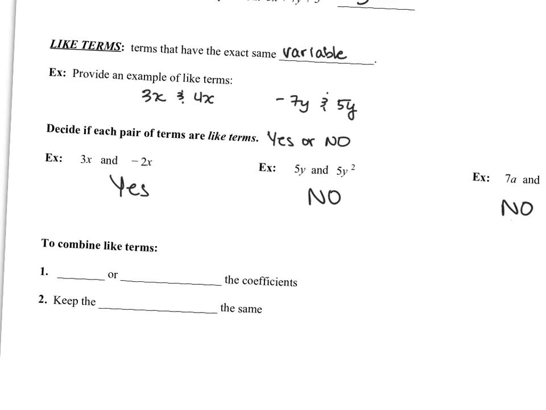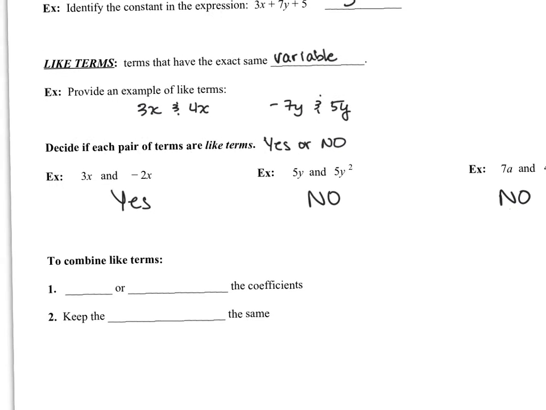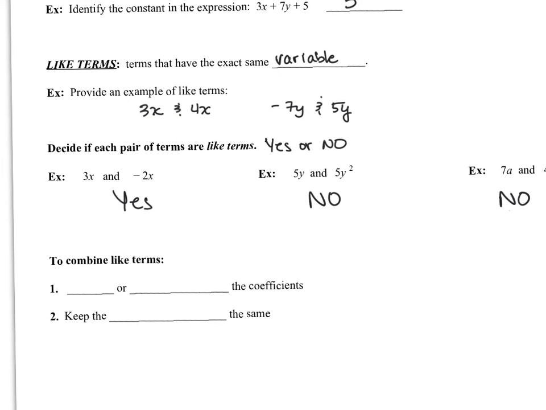So it's important to recognize like terms, because once you have a set of like terms, you're allowed to combine them, which means you're allowed to either add or subtract them. And so the way that we do that is we either add or subtract the coefficients, depending on whether or not you're adding or subtracting, and then you keep the variable the same.